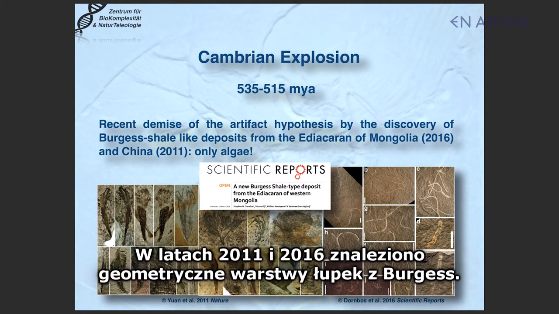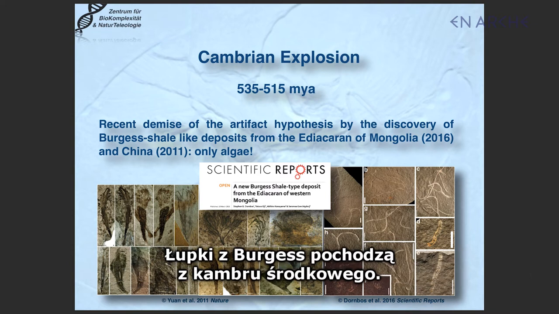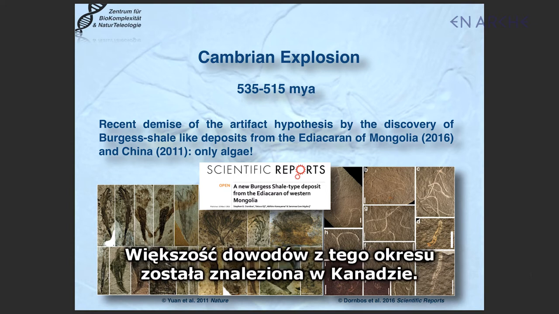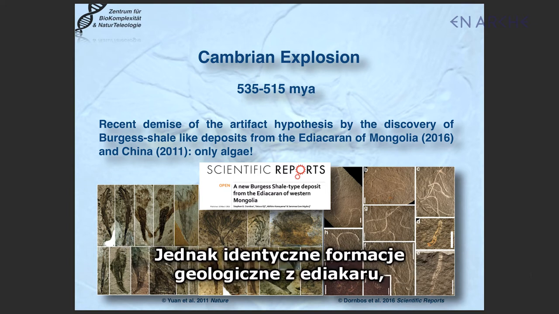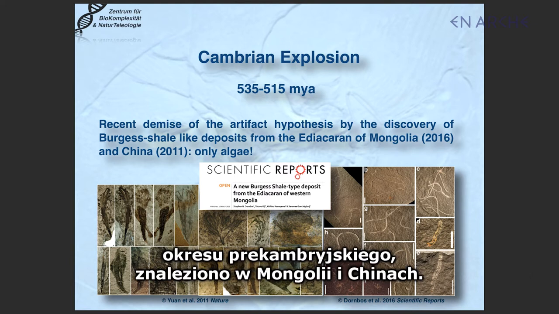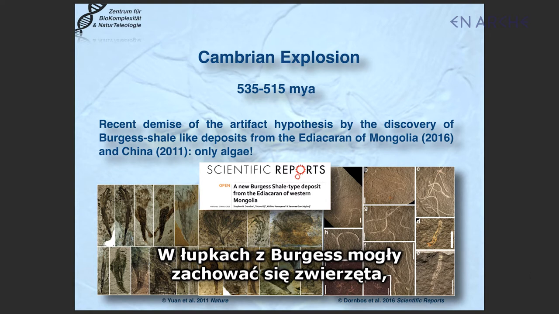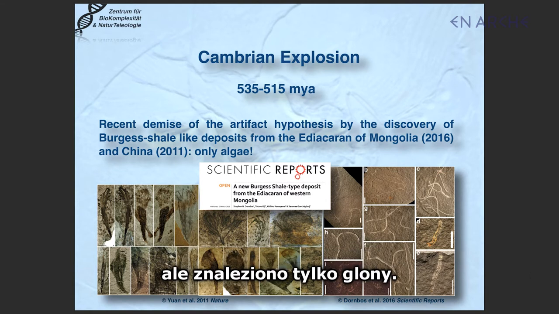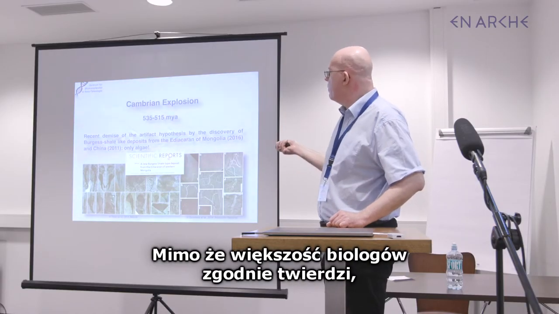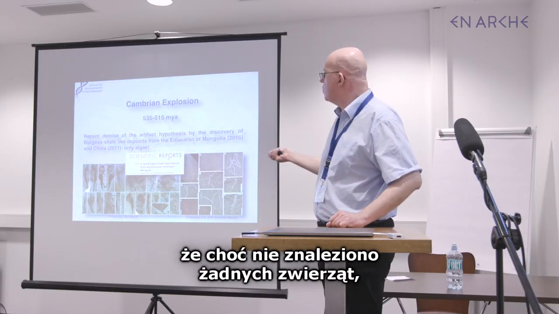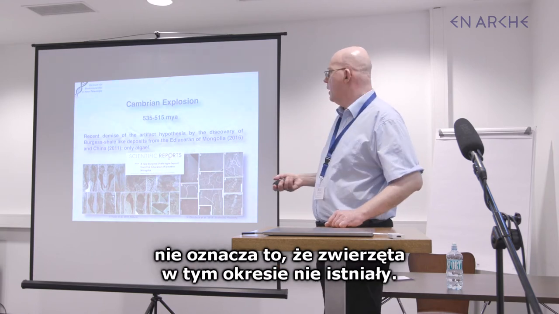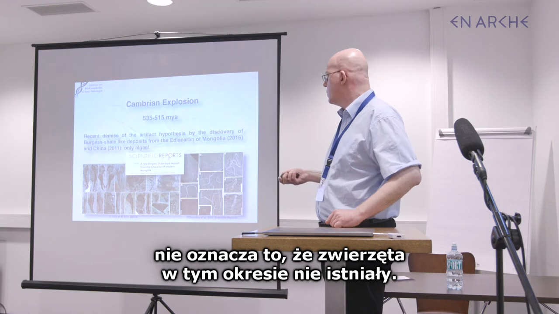In 2011 and 2016, we found geological layers of the Burgess Shale type. Burgess Shale is this famous Cambrian locality in Canada where all those Cambrian animals are found. And we found exactly the same sedimentary geological formations from an Ediacaran, Precambrian period in Mongolia and China. Animals could clearly be preserved in the same way as in the Burgess Shale, but all we find in these layers are algae. And meanwhile, even mainstream evolutionary biologists agree it's not an artifact that the animals are not there. They are not there because they did not exist at this time.